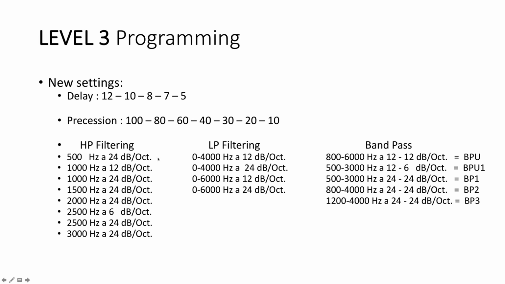Okay, and you see that you have much more possibilities in filtering with different slopes for the high pass filtering. On the low pass, it's the same with different slopes. And then you have the band pass, which also has these two, which are new in level 3, okay, which are aiming more at the linguistic area with these filterings. So that's the different filterings that you can use in level 3.